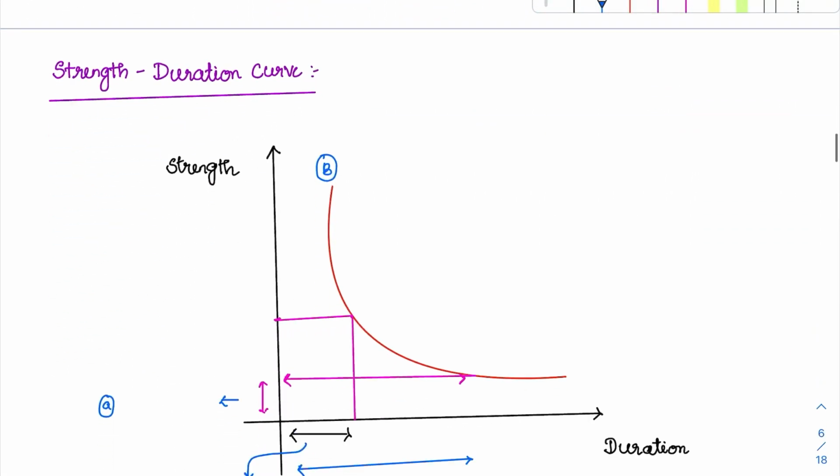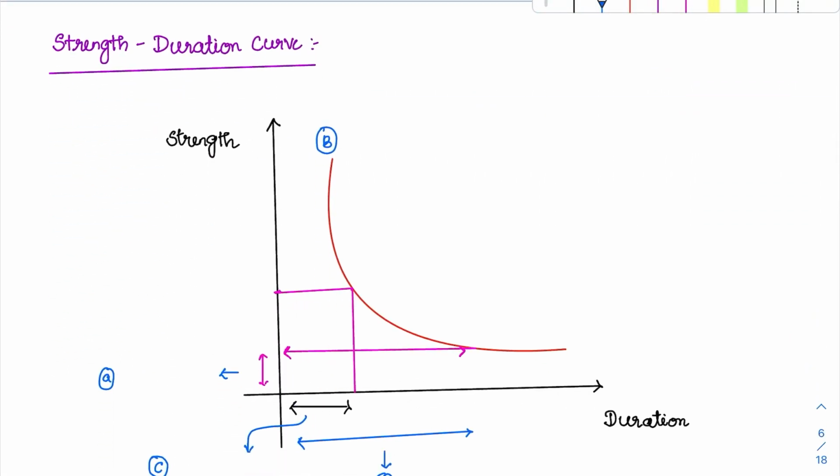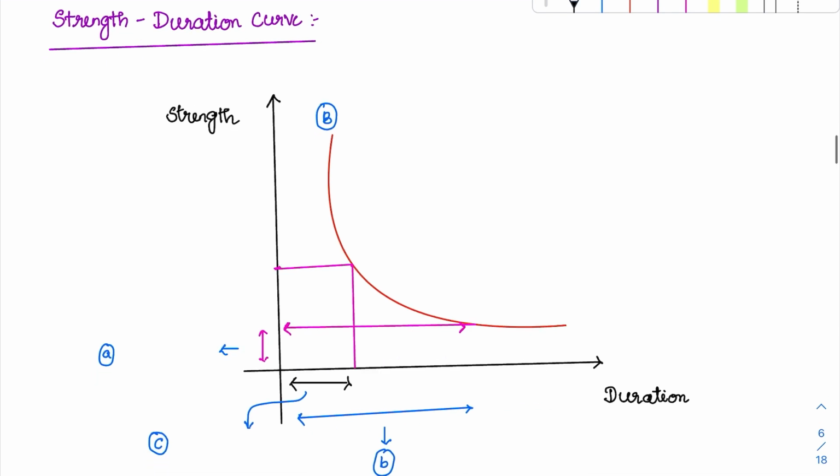Then coming to one more important concept, that is the strength duration curve. Strength duration curves for various tissues have been plotted, and they are used to study which tissue is easily excitable and which tissue is less excitable. So here they have plotted the graph. Always see the x-axis and y-axis.